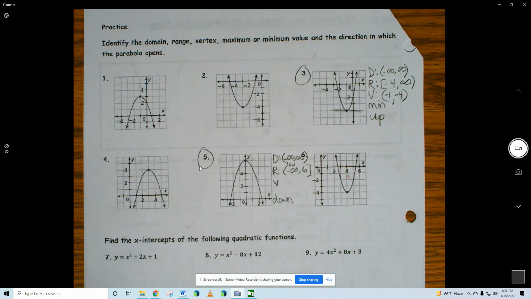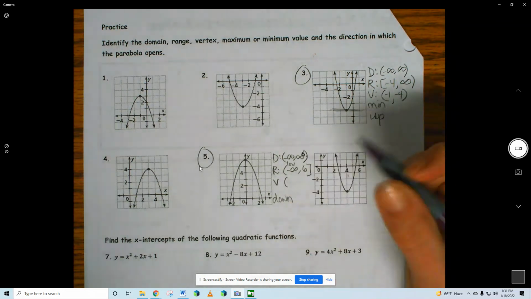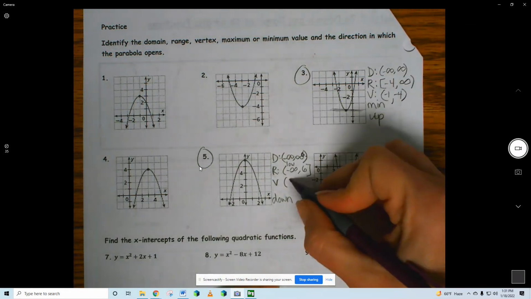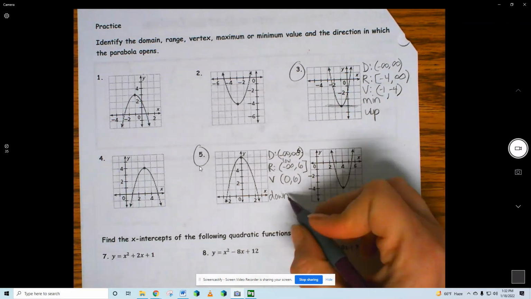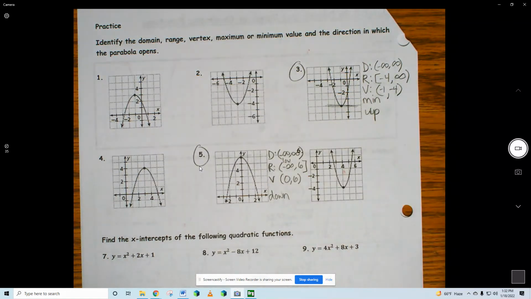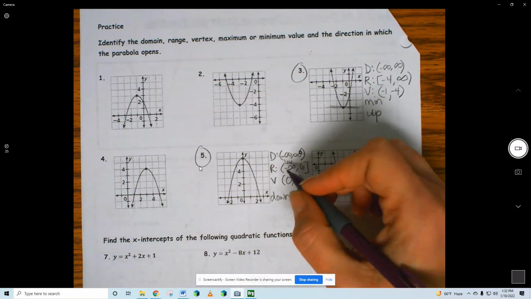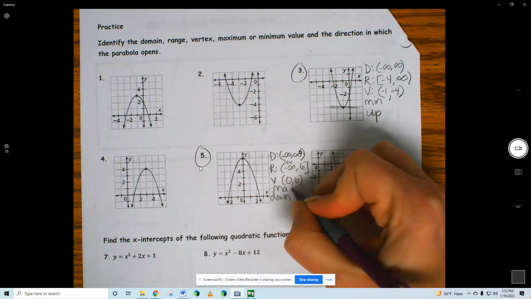My vertex. Table 4, what's my vertex? 0.6. Table 8. Does it open up or down? Down. And then is that a max or a min, Holden? It is a max. Good.